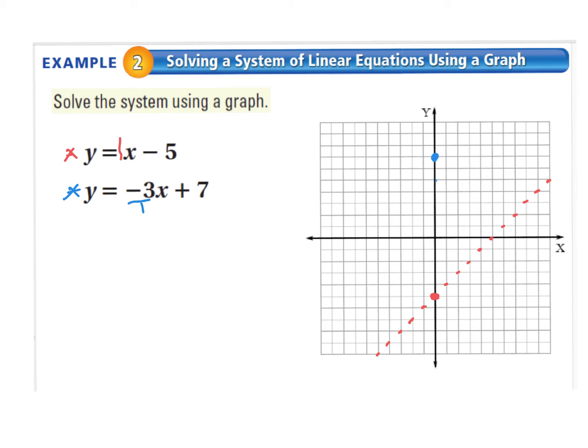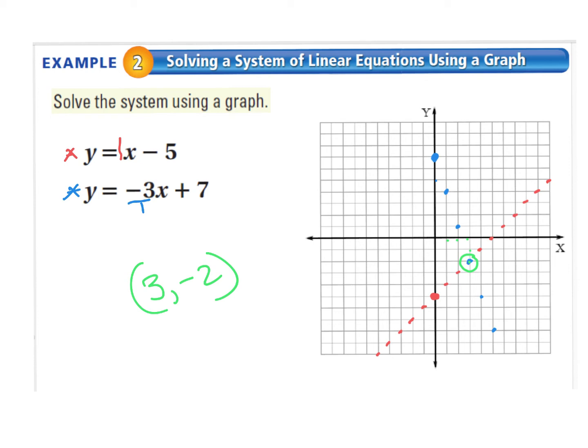I'm going to go down 3, to the right 1. Down 3, to the right 1. And I could keep on going, but I have my solution. My solution is right here where the two lines cross. This is 1, 2, 3, negative 2. And that is our solution, the one point where they cross.